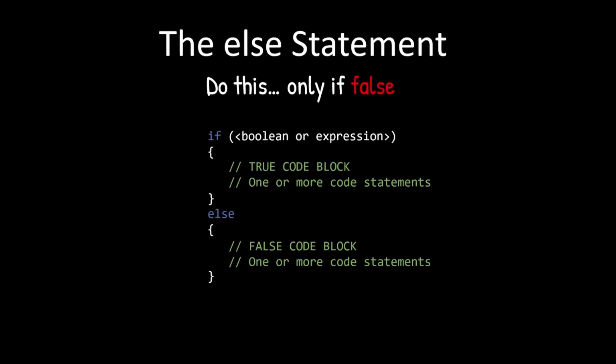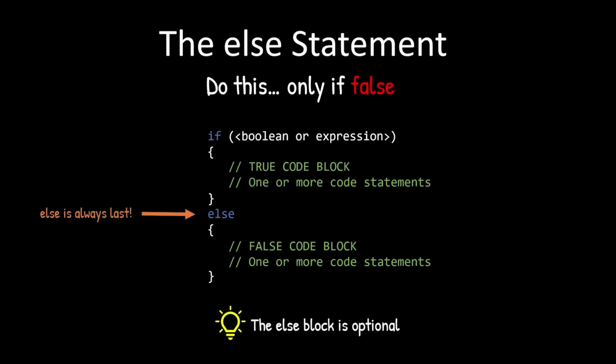Now, it's great that we can make a decision to do something when a condition is met, but what about the inverse? What if we want to execute code only if the condition is false? For that, we have the else statement. An else statement must come at the end of an if statement, and it follows a similar pattern, with curly braces and a code block. The code block will only be run when the if condition is false. Take note that an else clause is not required. If you have a situation where you only want to do something if a condition is true, you can just omit the else statement entirely.